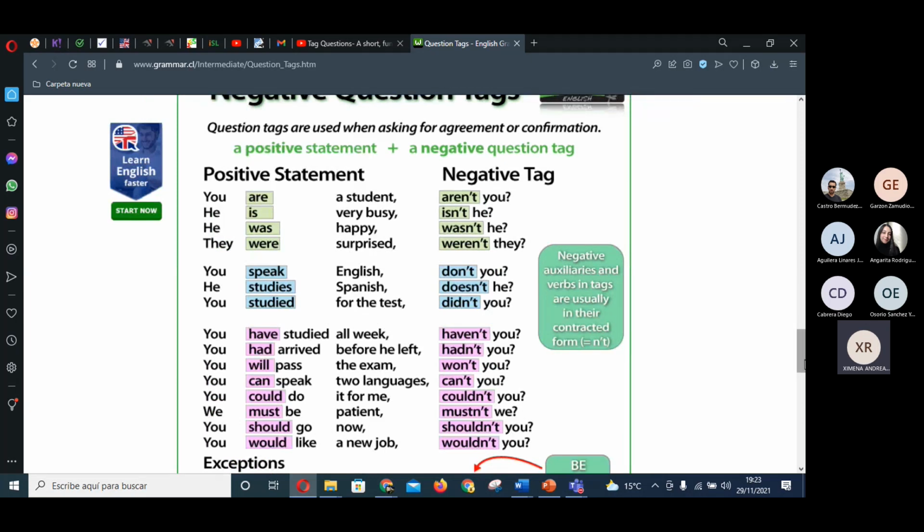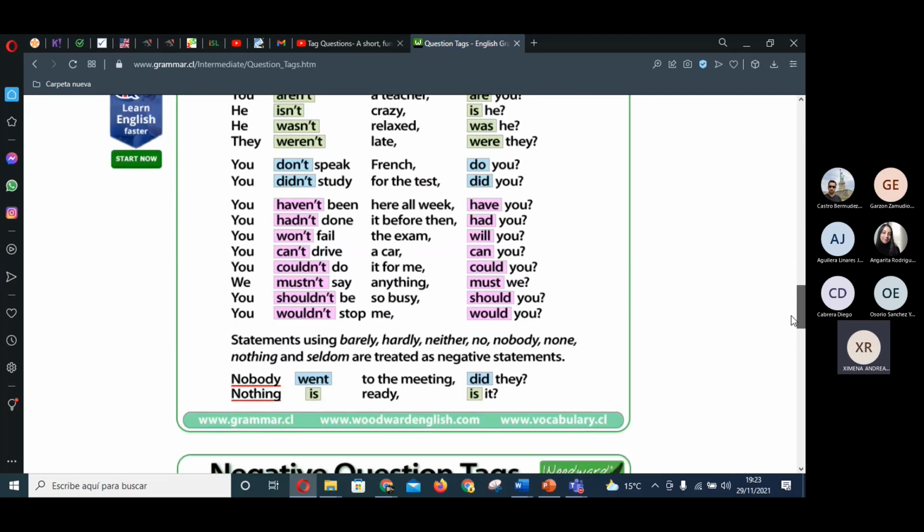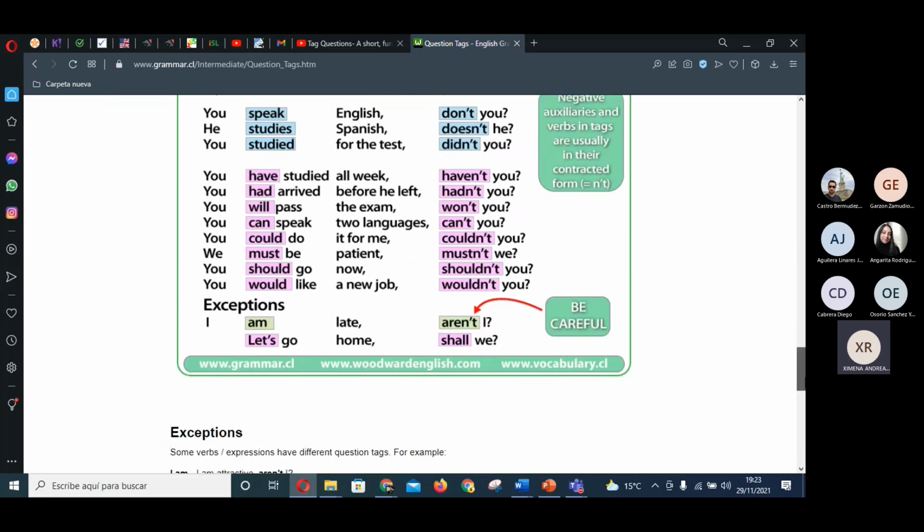Listo, regálenme un segundo. Bueno, acá las excepciones, ¿no? Como siempre en inglés. Es que quiero tomarles una fotico y enviárselas a través del chat. Hay una excepción y acá simplemente en la forma negativa, cuando vamos a crear una tag question con el verbo to be, con el sujeto I, la excepción es que yo no pongo am not I, porque pues además para efectos de pronunciación pues se complica un poco.